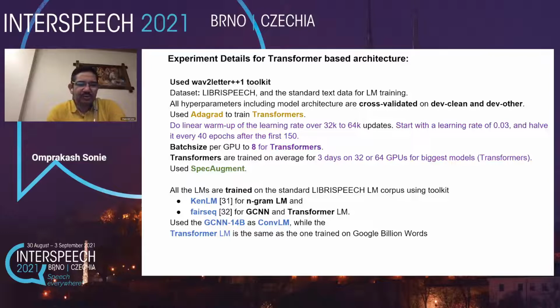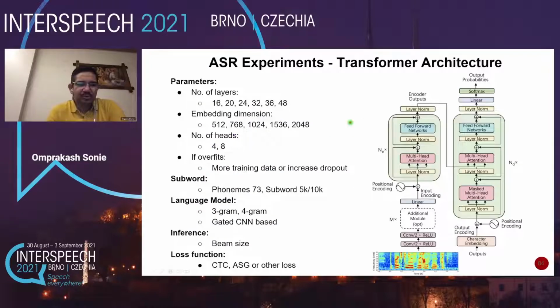So basically I had to choose, in case I'm playing with various transformer architectures, what it is that I should be able to do. From the number of layers point of view, it could go from 16 to 48. Embedding dimensions can go from 512 to 2048. For the number of heads, the choice was limited to 4 and 8.